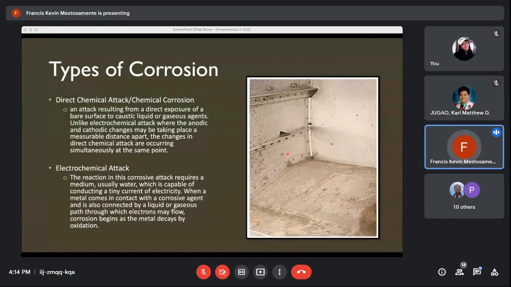Present yan, especially now, COVID-19 is still present in the industry. We clean our aircraft in a much shorter and mas maraming interval. So yung cleaning solution, you must always check the MSDS if this solution are applicable on the material of the aircraft para hindi tayo magkaroon ng direct chemical attack na corrosion.